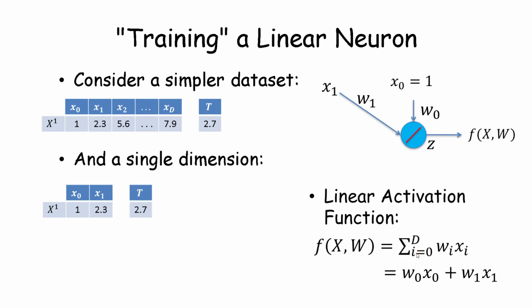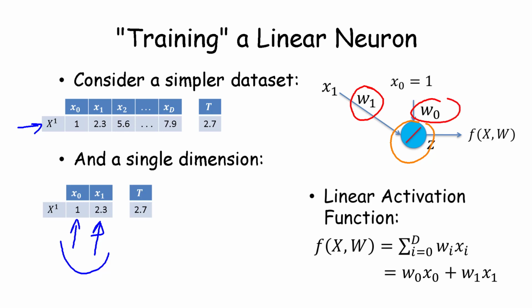I will demonstrate the learning process with a simple example. I will train a neuron that has a linear activation function. I will also simplify the training dataset so it only contains a single sample. And I will simplify the problem even further and assume that we have a single attribute in the dataset, including the bias term that makes two input features. So this linear neuron will have two weights that we can adjust.